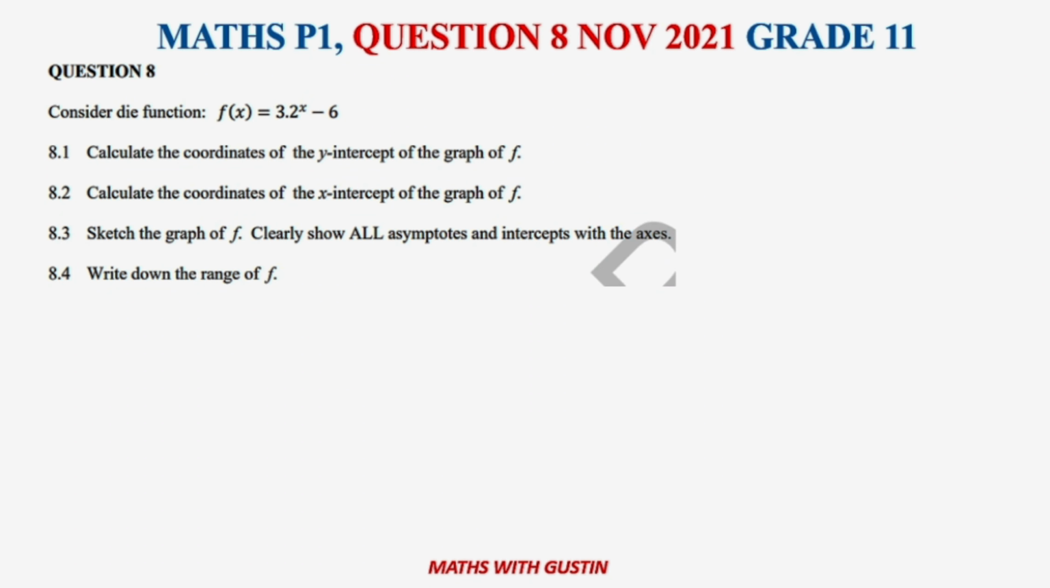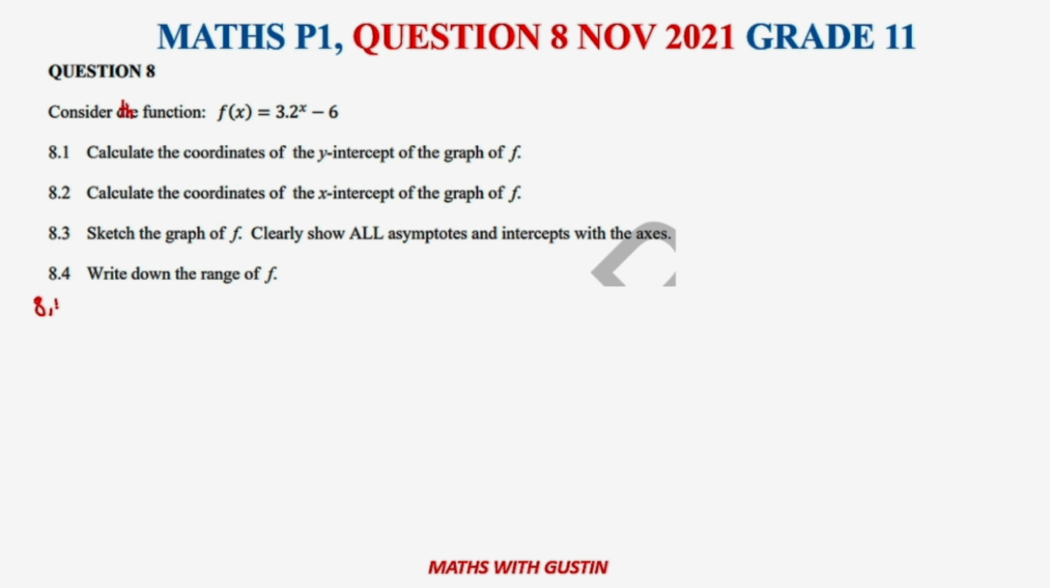All right, let's look at question 8, November 2021, grade 11. It was an exponent question. Consider the function f of x equals 3 times 2 to the power of x minus 6. First, 8.1 says calculate the y-intercept.